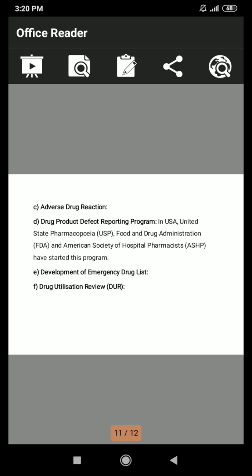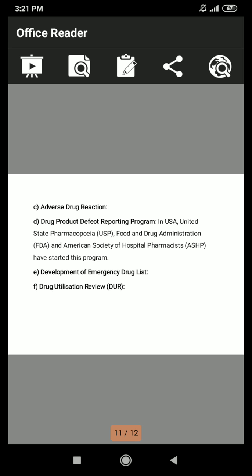Okay, then next point is development of emergency drug list. In that, the Pharmacy and Therapeutic Committee develops the list of drugs which should be present in the emergency or stat boxes. Okay, as per this list, emergency boxes are prepared and kept in suitable places. Then this is the development of emergency drug list.